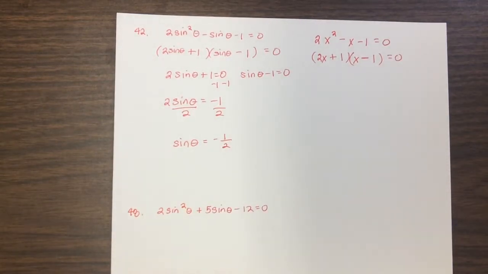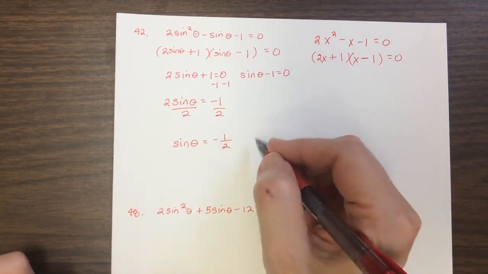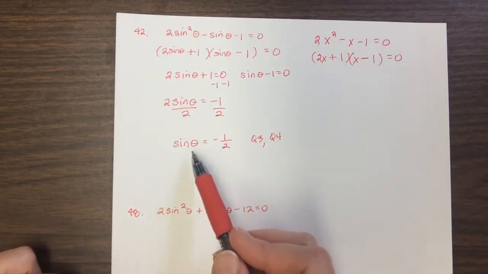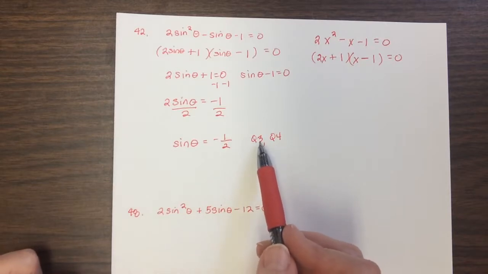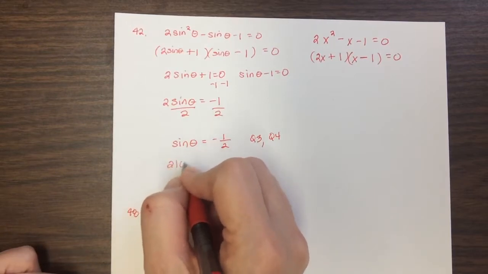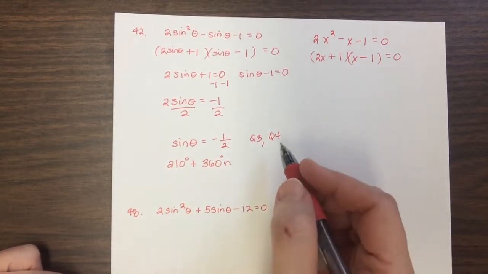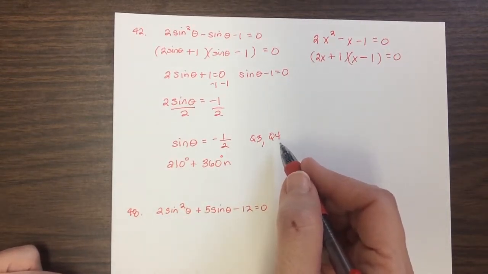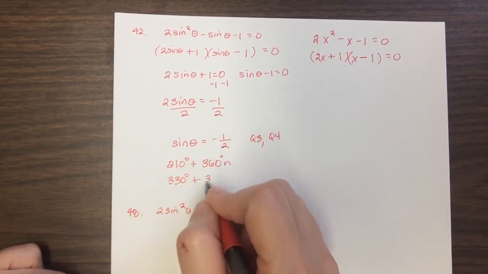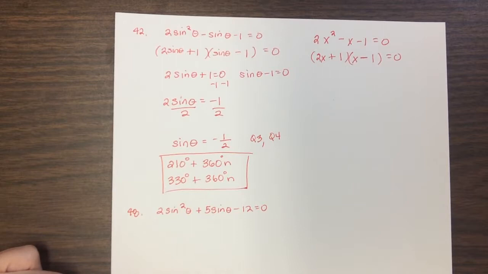Now you're starting this whole process over. You're thinking, my exact value is negative, which means I'm looking at quadrants 3 and 4 for my values. I know that the sine of 30 degrees is 1/2. So my angle coming out of the third quadrant is going to be 180 plus 30, or 210 degrees. For all solutions, I'm adding my 360 times my integer. In quadrant 4, it's going to be 360 minus 30 degrees, or 330, plus all solutions. So there you go.